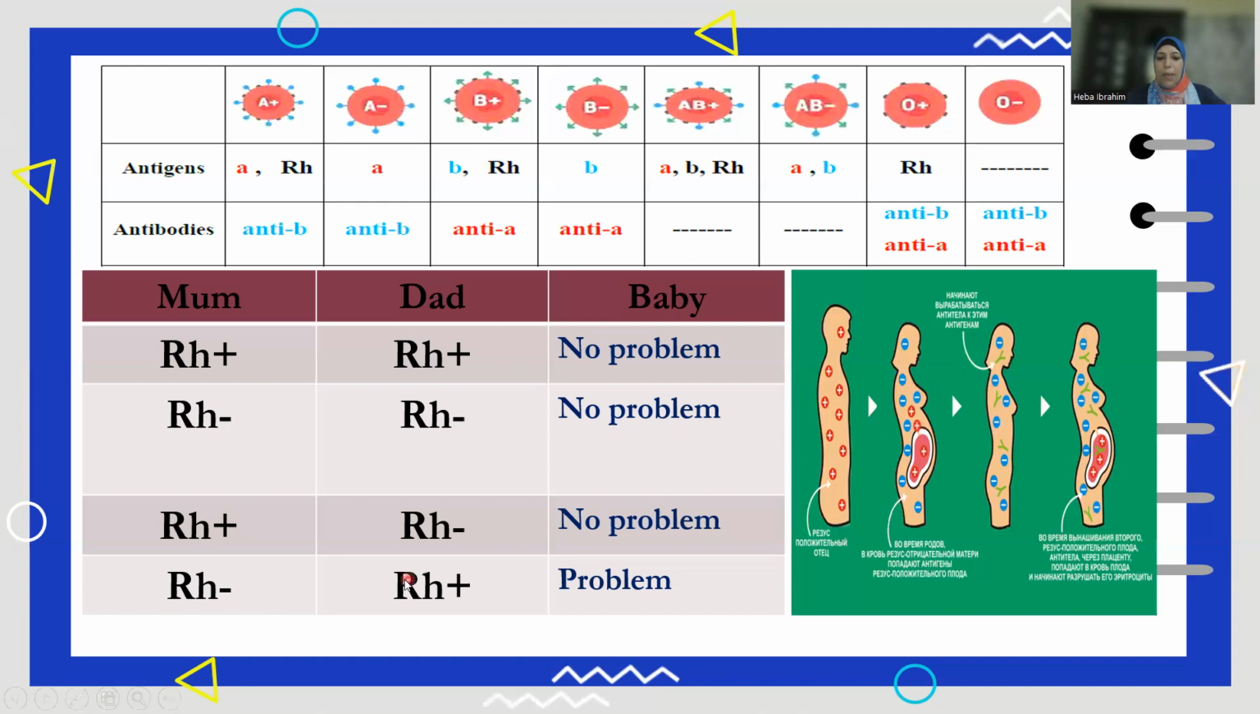The second baby will be RH positive like his father, and the mother is RH negative, and her body has anti-RH. If the mother is pregnant with the second baby, anti-RH will attack the RH antigens and the baby will die. What is the solution in this case?